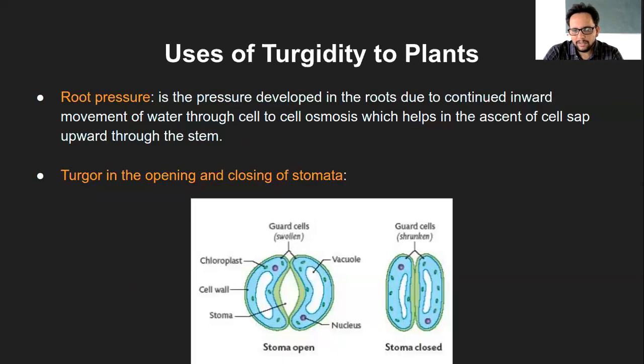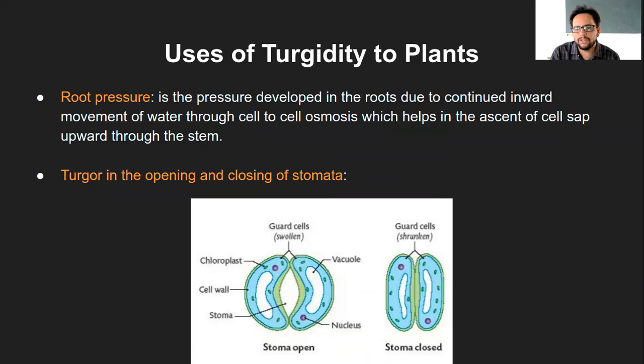Now we will see the root pressure definition. This is the pressure developed by the roots due to the continued inward movement of water. Inward movement of water is from soil to the root. This water flow is continuous, and through cell to cell osmosis, from root hair to cortex to xylem vessels and so on, then to different parts of the plant. So this cell to cell osmosis goes on until the ascent of sap has moved upward through the stem.